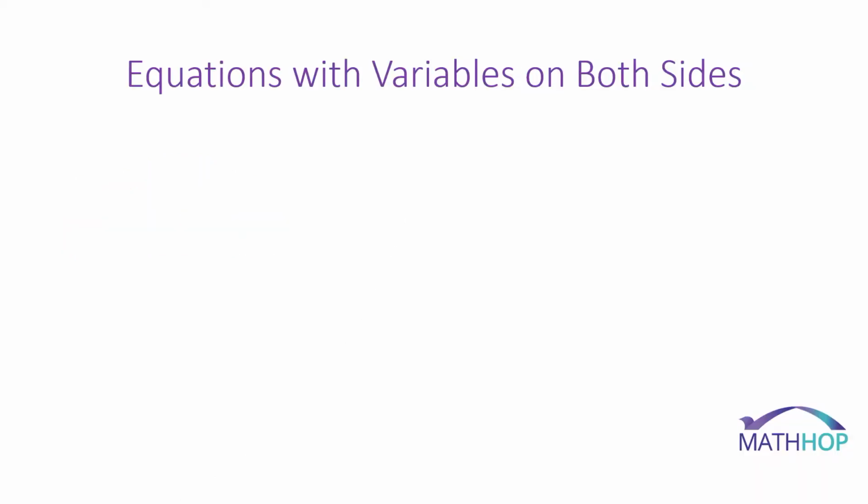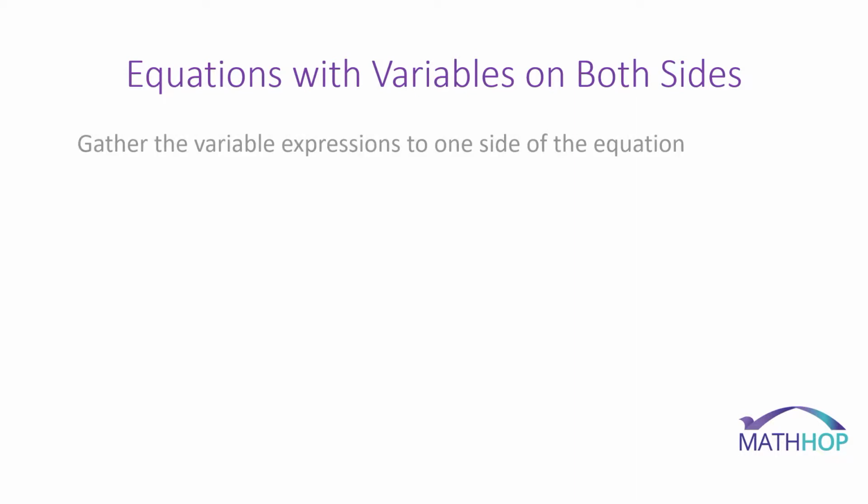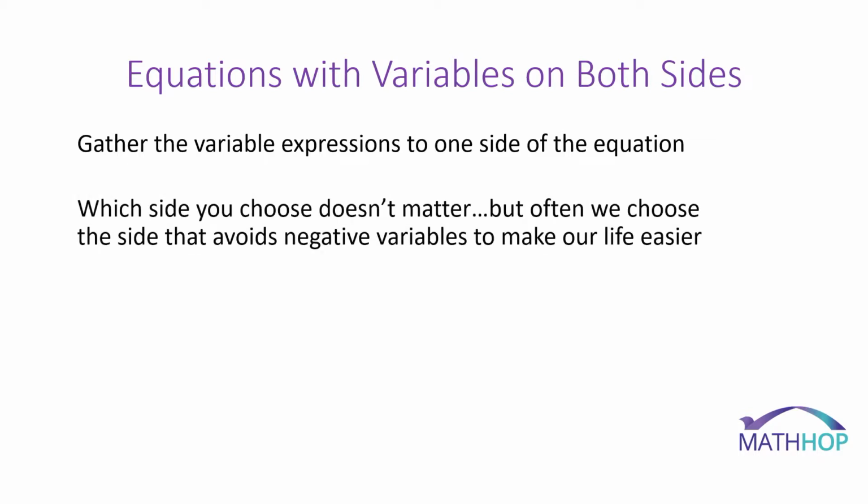When we solve equations with variables on both sides, there's really only one thing we need to consider that we haven't had to consider before, and that is to gather the variable expressions to one side of the equation. Which side we choose doesn't matter, but let's say we want to make our lives easier, and we do so by avoiding the side that creates negative variable expressions. And we'll see what that means in a second.